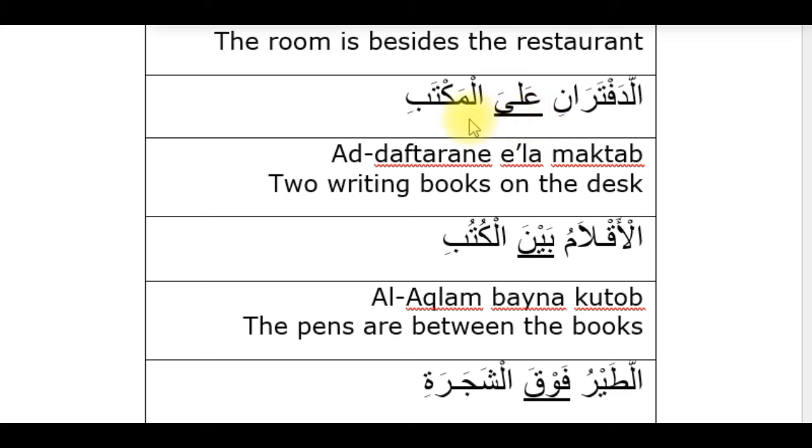الدفتران على المكتب. الدفتران two writing books, على on, المكتب the desk. الأقلام بين الكتب. الأقلام the pens, بين between, الكتب the books.